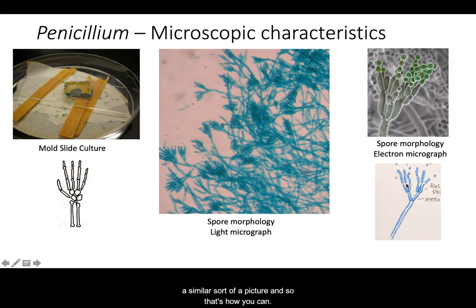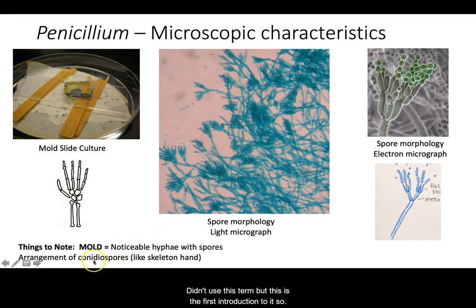That's how you can start to identify this as Penicillium, macroscopically on a plate. It's got that greenish coloration to it. The height of the aerial hyphae isn't as tall, but then it has a specific spore arrangement, like a skeleton hand.